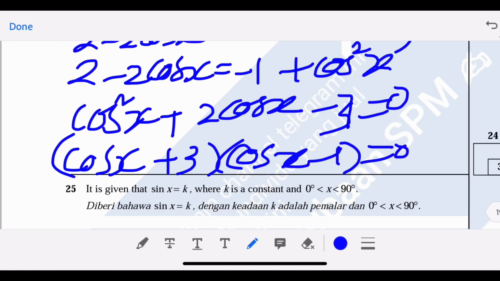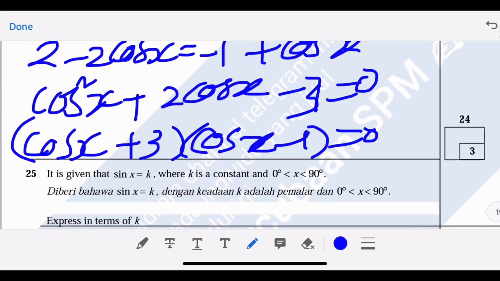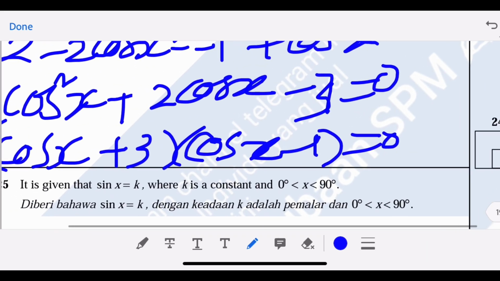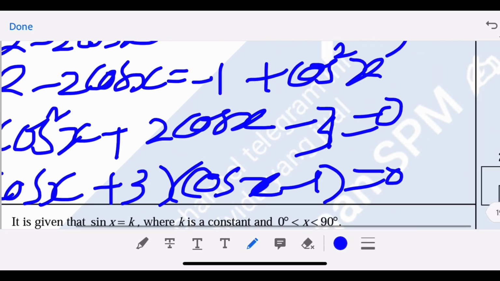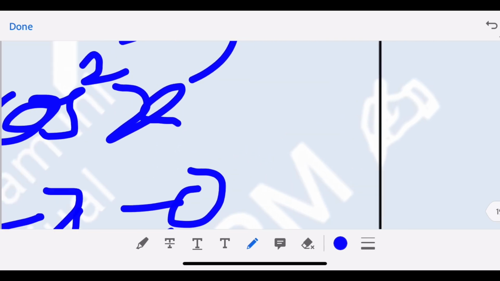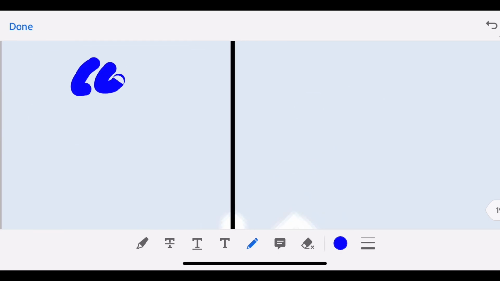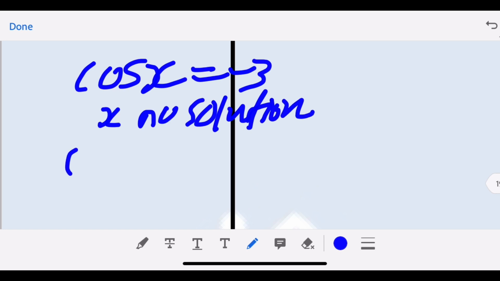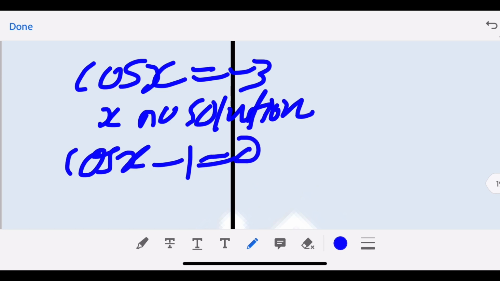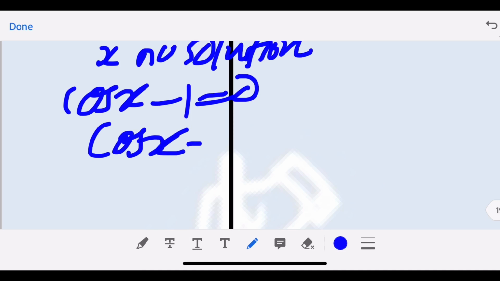So cos x plus 3, cos x minus 1 equal to 0. So you can key into your calculator: a is 1, b is 2, c is negative 3. Alright, then you solve it. Cos x equal to negative 3 has no solution, because for sine and cos, an answer more than 1 in magnitude is no solution. So we will solve only the other side. Cos x minus 1 equal to 0, so cos x equal to 1.